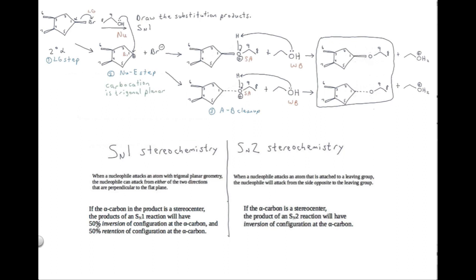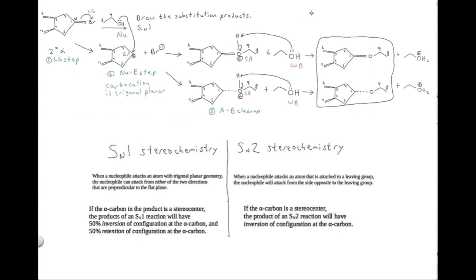So this 50-50 outcome only applies to simple cases. We would still expect, though, that we would get a mixture with some retention of configuration and some inversion of configuration. So we should include both of these in our answer, even though they might not be produced in equal amounts in this reaction. By the way, that's why I changed the original instructions for this problem.